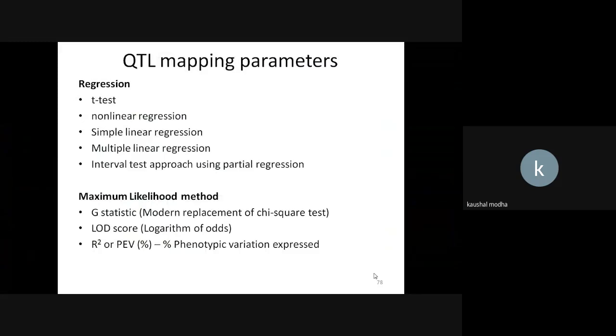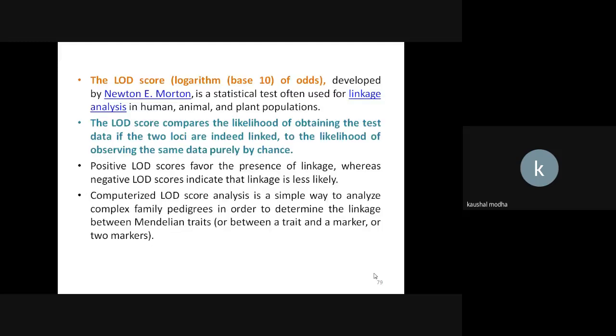So there are basically two aspects considering the statistics used in QTL analysis: regression and the maximum likelihood method. Now LOD score, I already told you yesterday, is the ratio of linkage to no linkage. No linkage means linkage by chance.